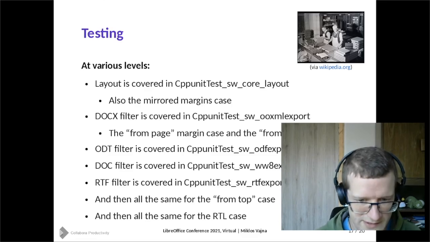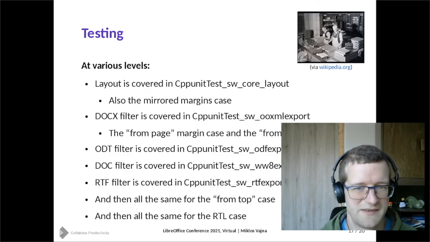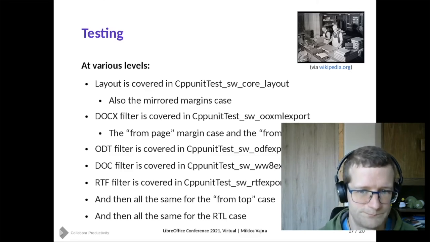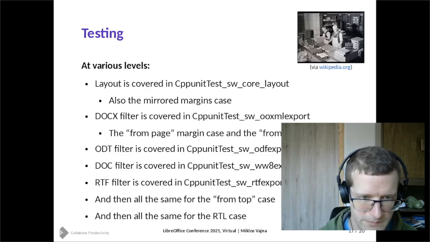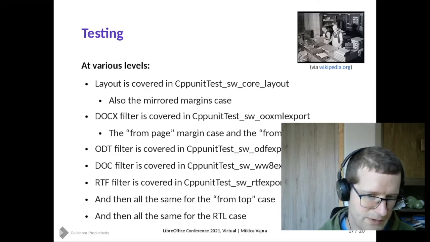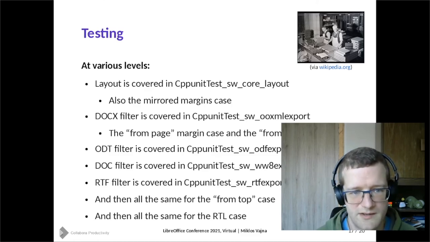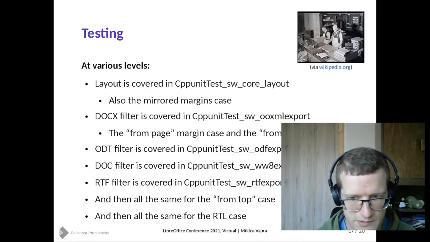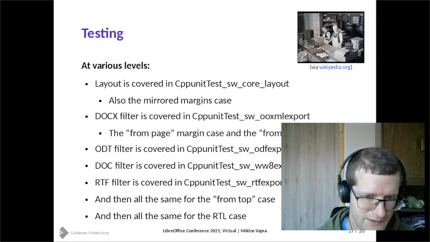Now we get to testing, which again should be simple, but then it gets more tricky. So we have a core layout test just for the actual layout, if we render the page border at the correct place, but then we have a separate test case for the mirrored margins case. Then we have the writer OXML export test suite, which is actually import and export. And we cover the docx filter there.